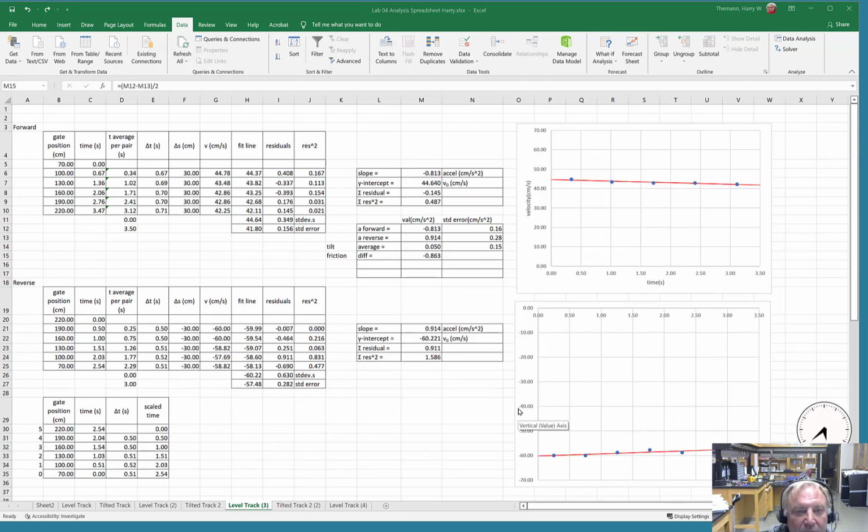All right, so I wanted to make sure what we need to have done before we go over the final analysis. So we have our process data. We have a graph. We have data points. We have a fit line. Then we do our residuals and do our residual squared.